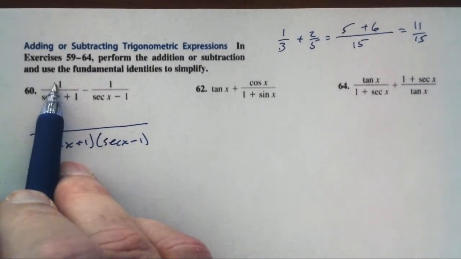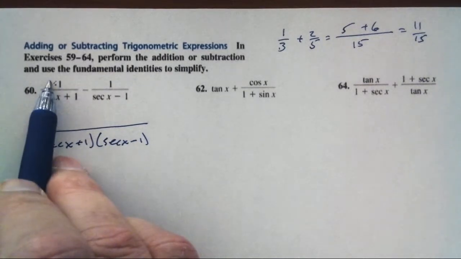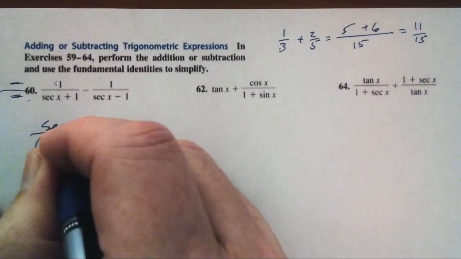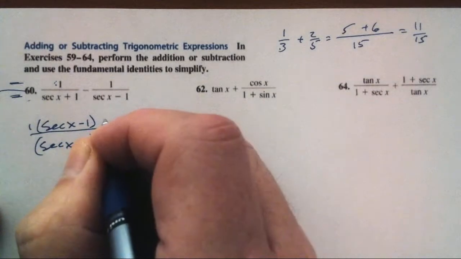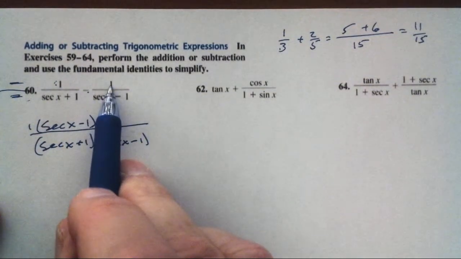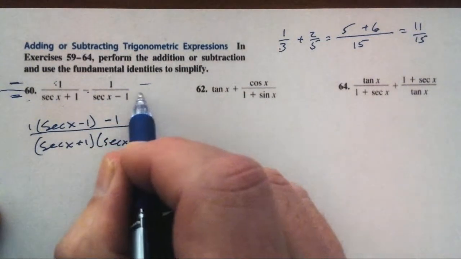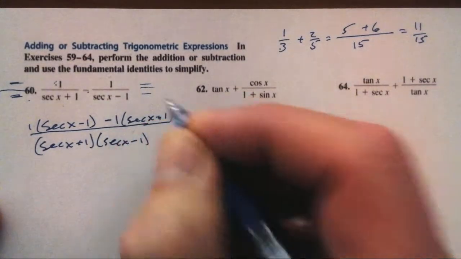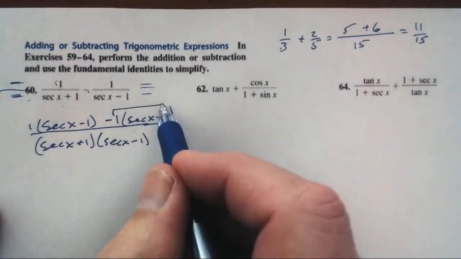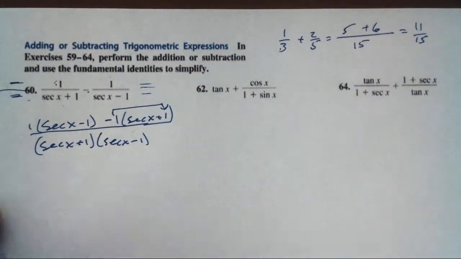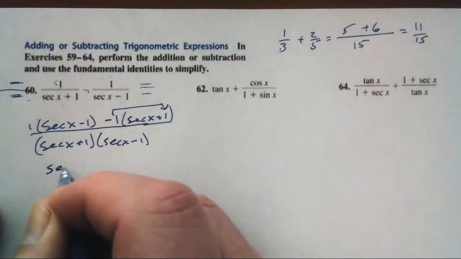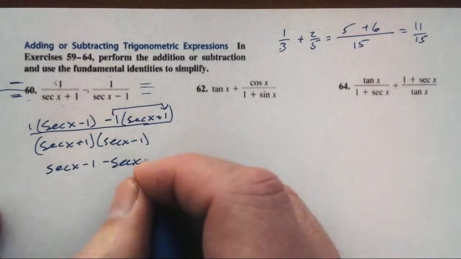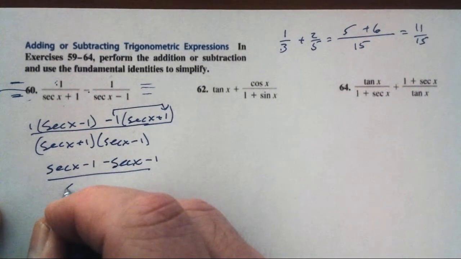So this fraction had to be multiplied by secant x minus 1 on secant x minus 1. So 1 times that is secant x minus 1. Minus, this minus 1 had to be multiplied by secant x plus 1 on secant x plus 1. And hopefully you spot the danger here that some people might have. We got to make sure to distribute that negative.